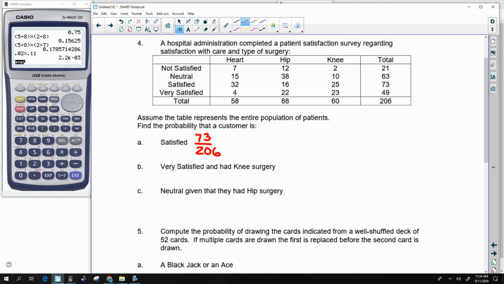The next is very satisfied and knee surgery. So that's the intersection. So very satisfied and knee surgery. They intersect right there, and I believe that's what, 23? Where it intersects right there. So the "and" is the intersection, so that's 23.